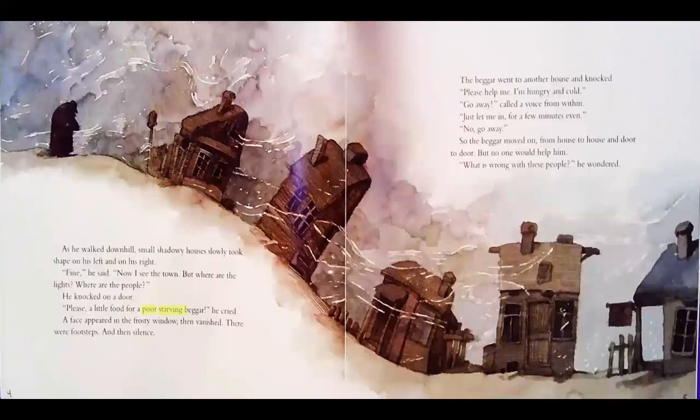The beggar went to another house and knocked. Please help me. I'm hungry and cold. Go away, called the voice from within. Just let me in for a few minutes even. No, go away. So the beggar moved on from house to house, door to door, but no one would help him. What's wrong with these people?